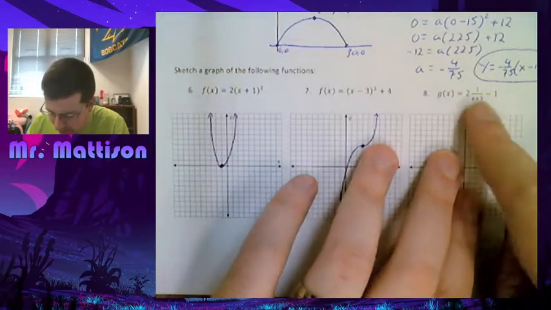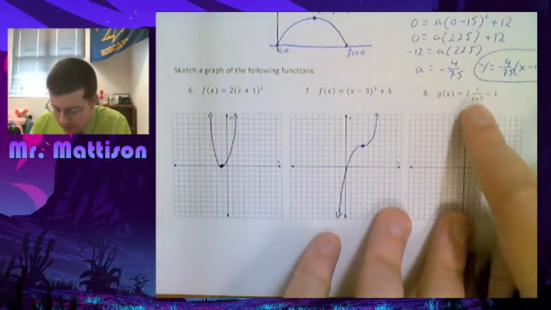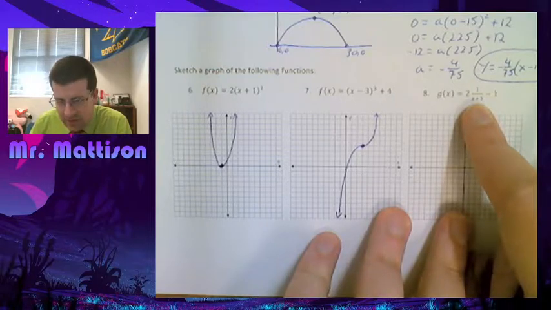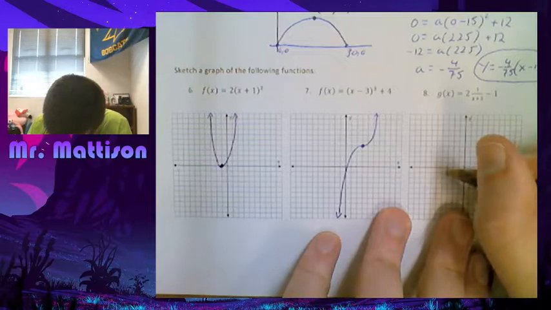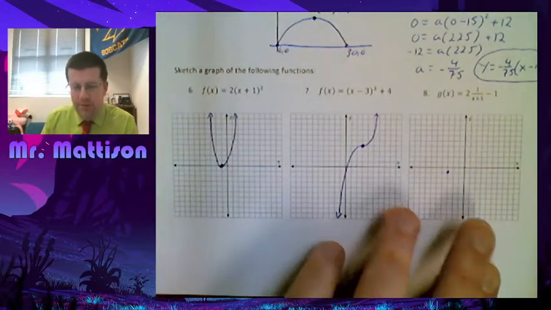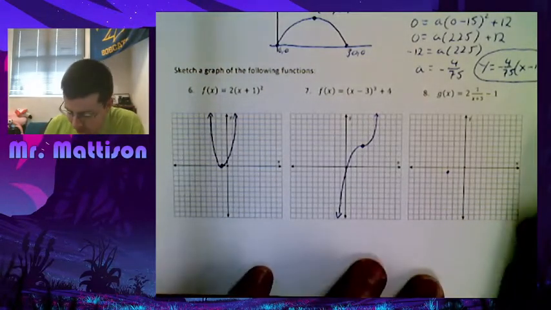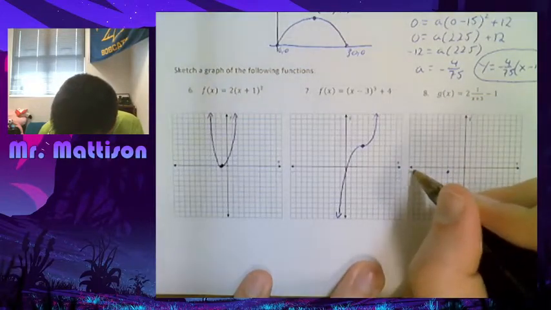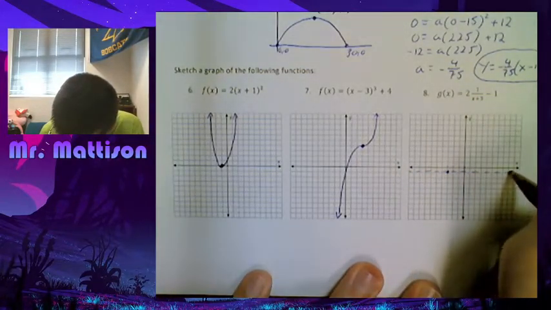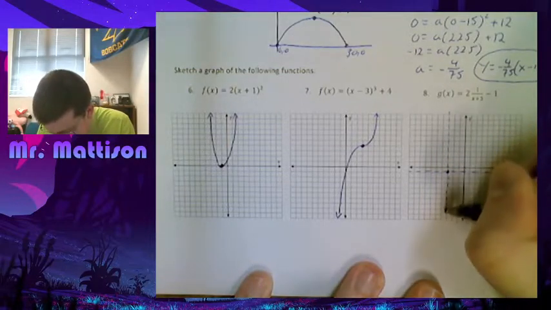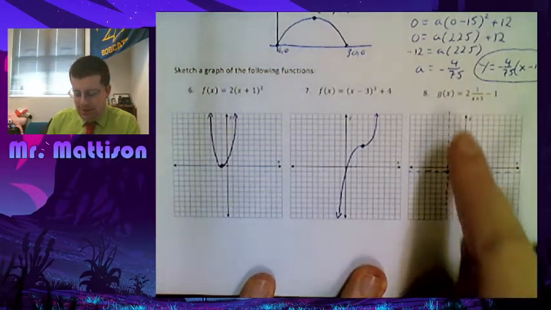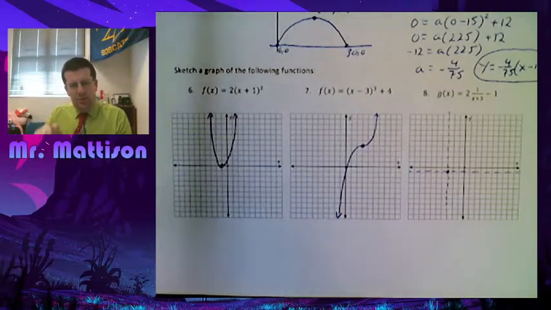Then looking over here at 8, I have a rational. So this plus 3 is going to move it to the left 3 and then down 1. So 1, 2, 3, down 1. That's my locator point for the rationals. Now that locator point on a rational tells me that my vertical and my horizontal asymptote go through that point. Okay, and then that 2 is going to make it seem a little bit more tall.